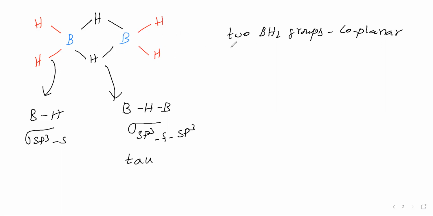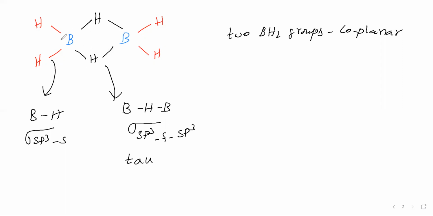Let us consider these two BH2 groups are in the plane of the screen. Then this hydrogen is above the plane, that means above the screen. Then this hydrogen is below the plane, that means below the screen. This hydrogen is also below the plane, that means below the screen.